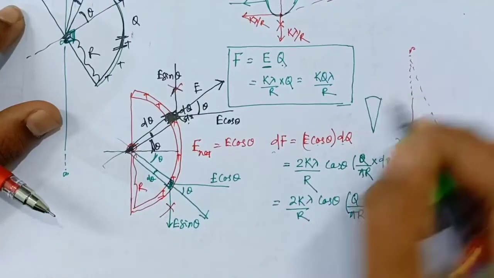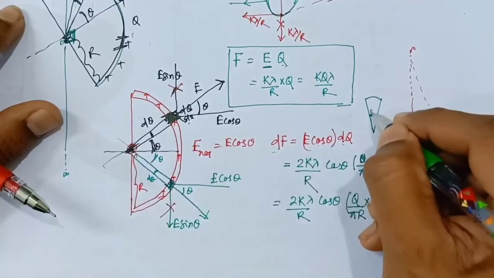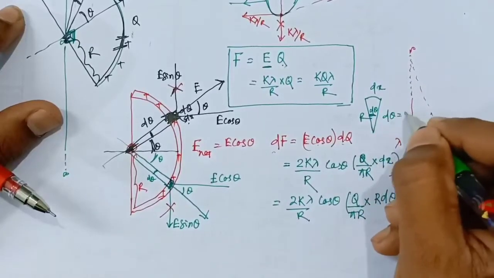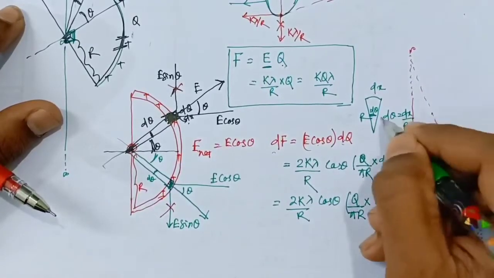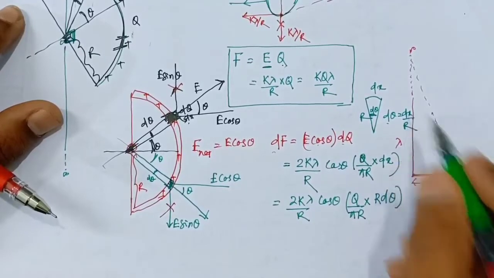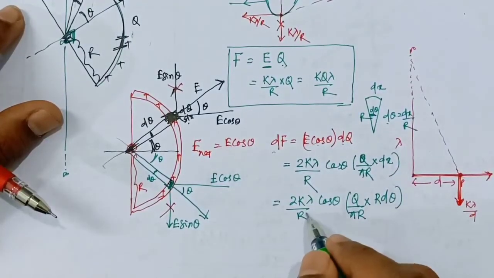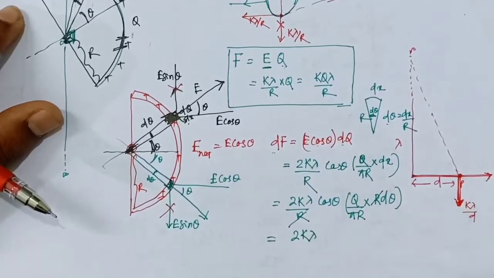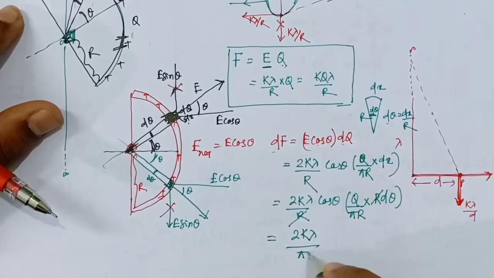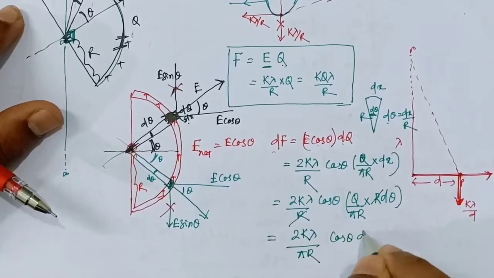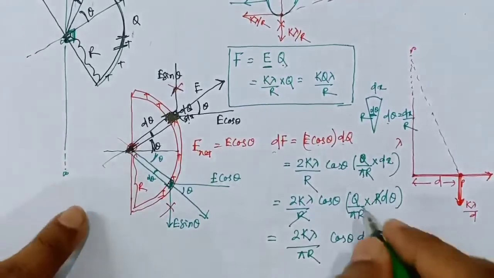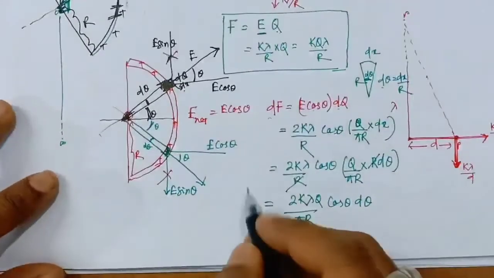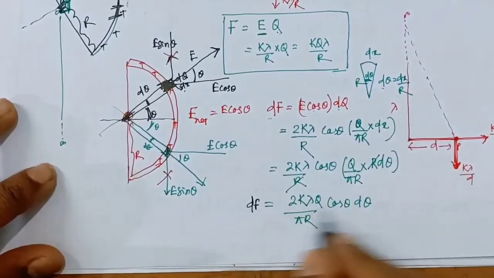If you observe carefully these sections, this is dθ, this is r, this is dx. So angle equals arc upon radius, so dx can be written as r dθ. Cancelling out this r, we reach the conclusion 2kλ/(πr) cos θ dθ, and q is also here.